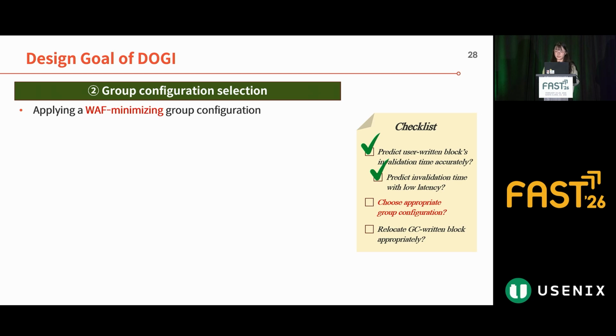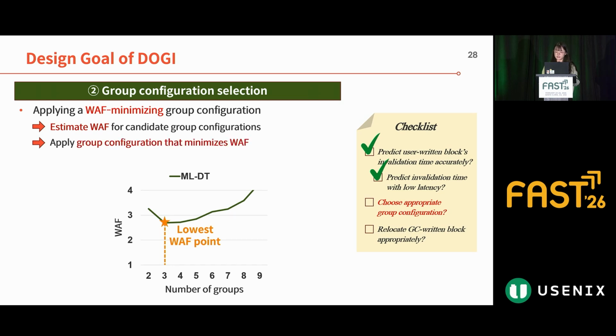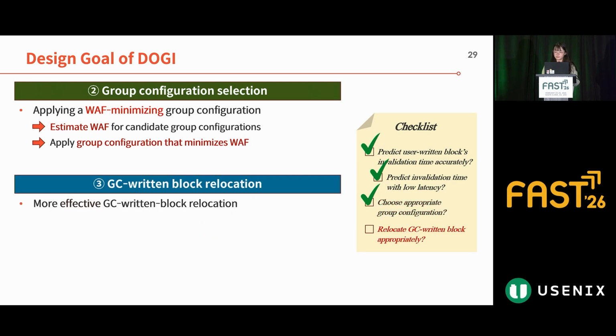Second, DOGI selects and applies a group configuration that minimizes WAP. As we saw earlier, WAP is affected by the group configuration choice. To address this, DOGI predicts WAP for candidate group configurations and applies the one with the lowest predicted WAP. Third, to outperform age-based relocation, DOGI uses historical data to relocate GC-written blocks more appropriately.